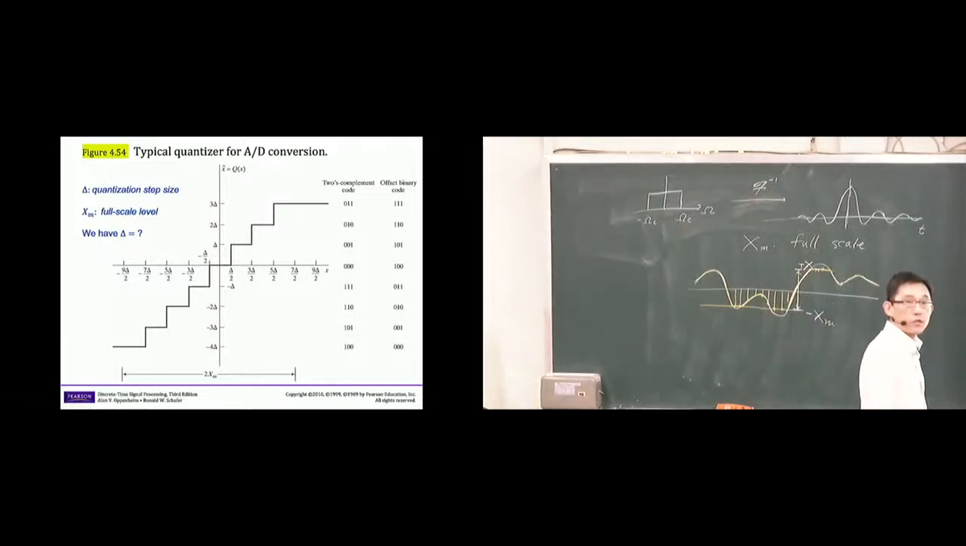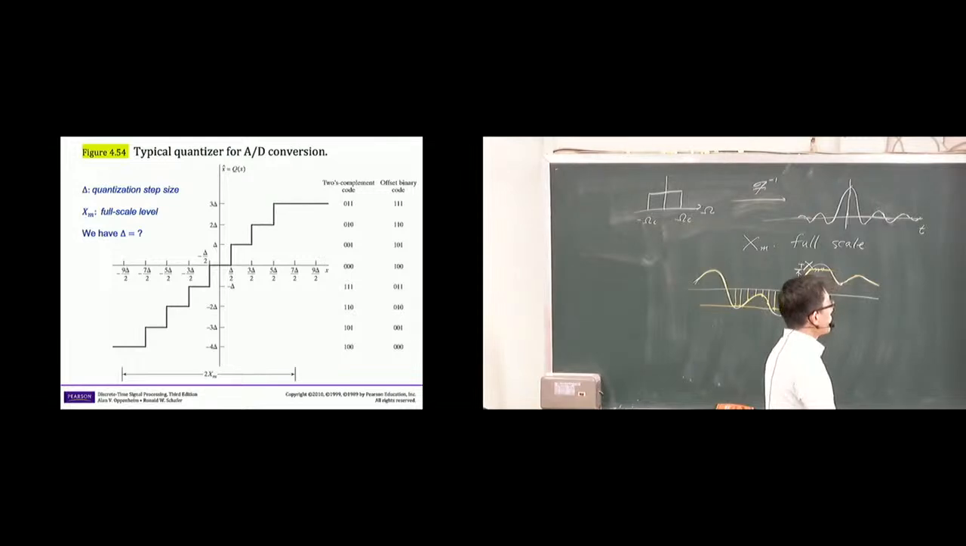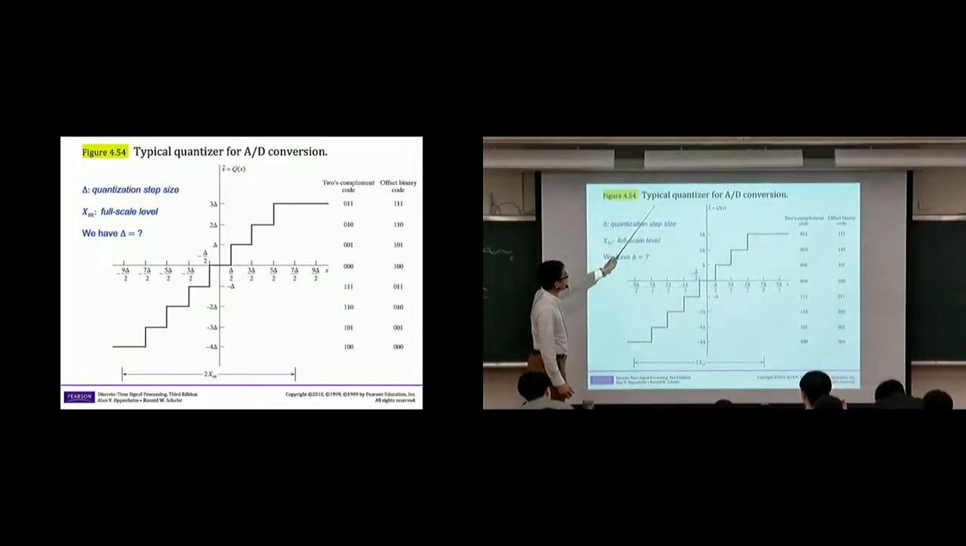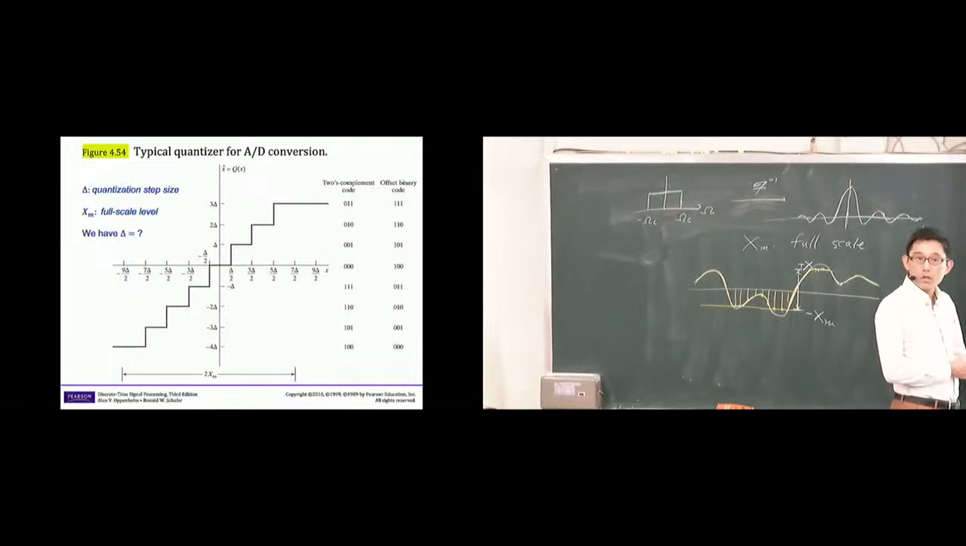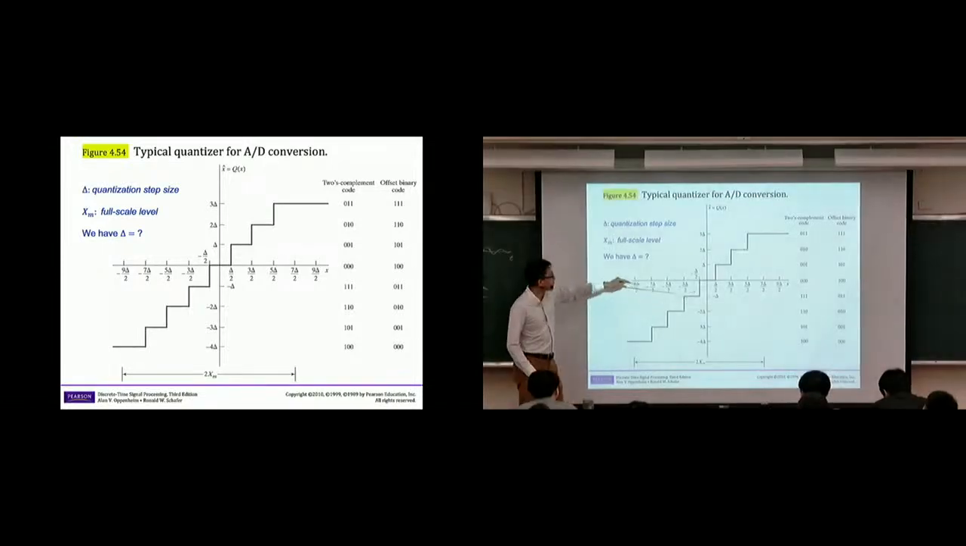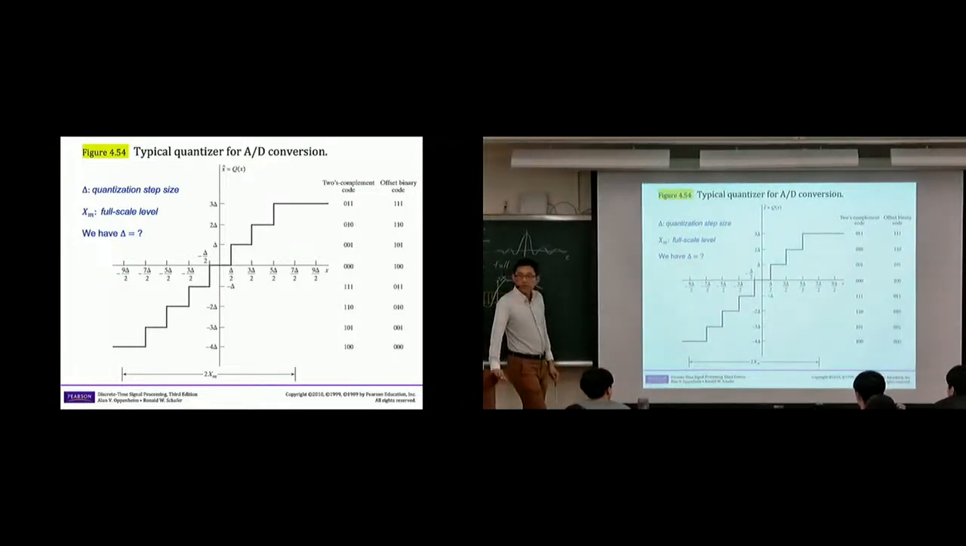So this is an important figure. The textbook says that this is a typical quantizer for discussion for education purposes, a quantizer for AD conversion. What does that mean? This is an I/O plot, with input x on the horizontal axis and output on the vertical axis. And what do you see here? Like steps, right? It looks like a staircase.